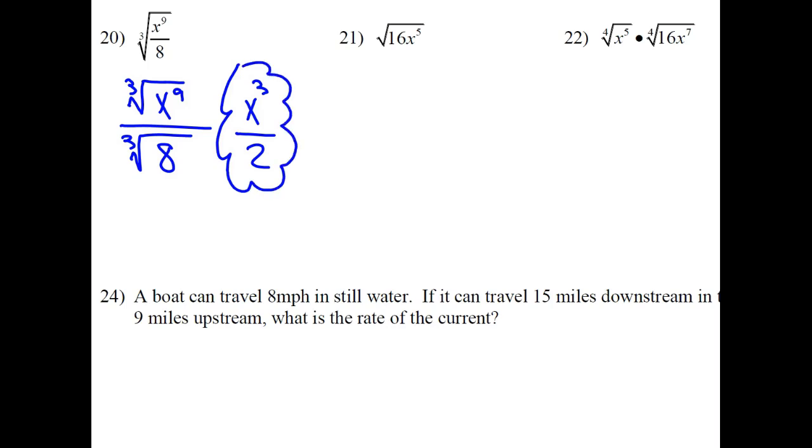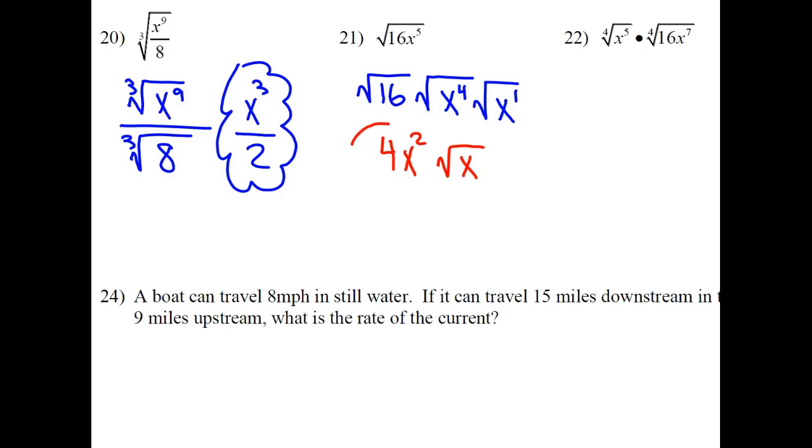The next one, not so much. We have the square root of 16, which is a perfect square, times the square root of x to the 5th. That's not a perfect square, but I can break it up into x to the 4th and x to the 1st, and x to the 4th is a perfect square. So now we do have some perfect squares that can pop out. 16, that's 4. Square root of x to the 4th is x squared. Square root of x, well, we can't do anything with that. That's left over. That's the best we can do there.